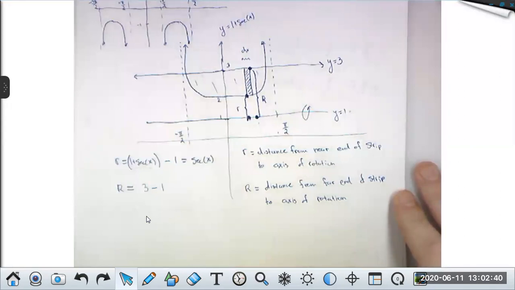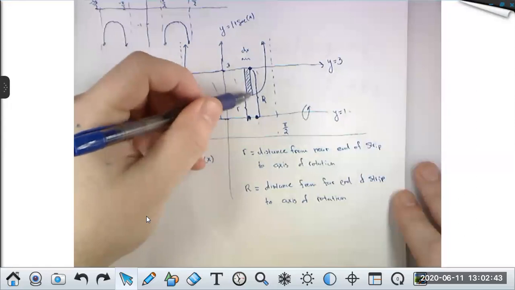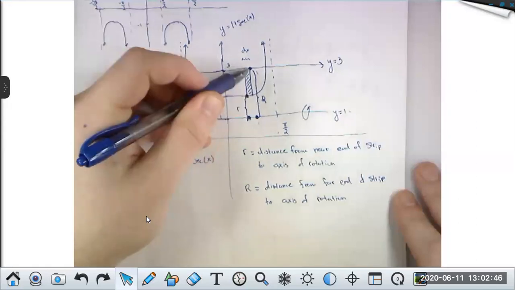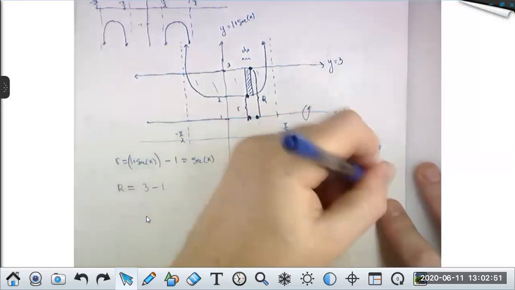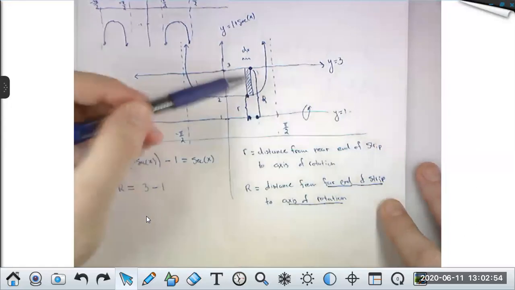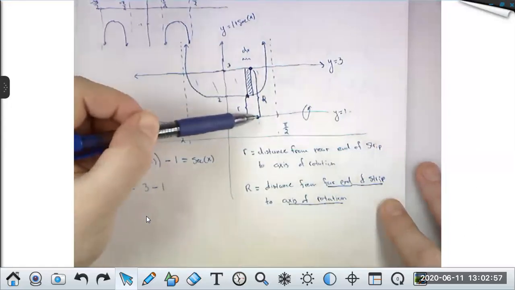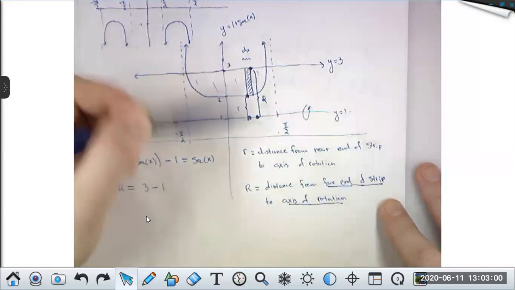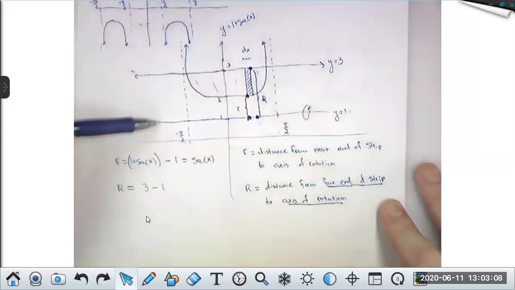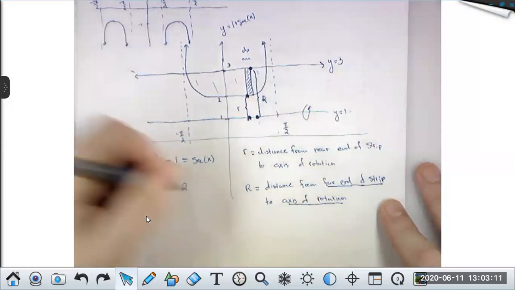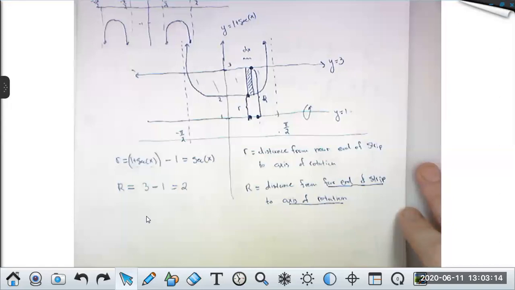Oh, okay. So I actually don't care about the length of the strip. I don't care about this point. I just want the distance from the far end of the strip to the axis of rotation. The far end of the strip is here, and the axis of rotation is here. So this point doesn't get involved. It's actually constant. The end of the strip is always along the line y equals 3. The axis of rotation is always the line y equals 1. So this is just 2.